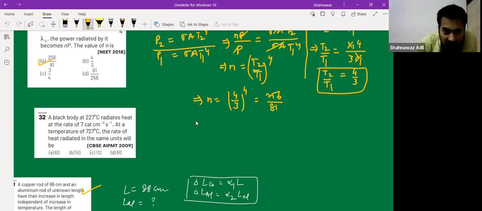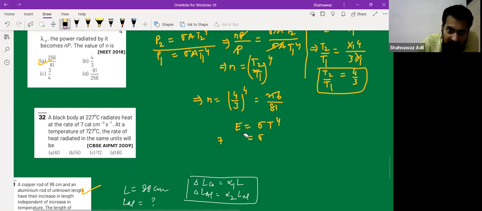So they have given that energy is what? Sigma T^4, right? So this is sigma, and this is given as 7 calories per centimeter square, whatever. So 7 equals sigma T^4, and T is what? 227. So sigma we can calculate as 7 by 227 to the power 4.